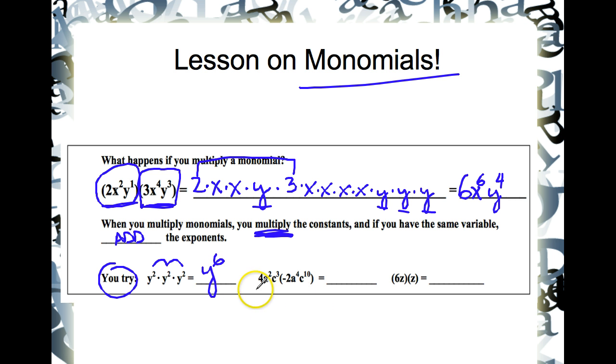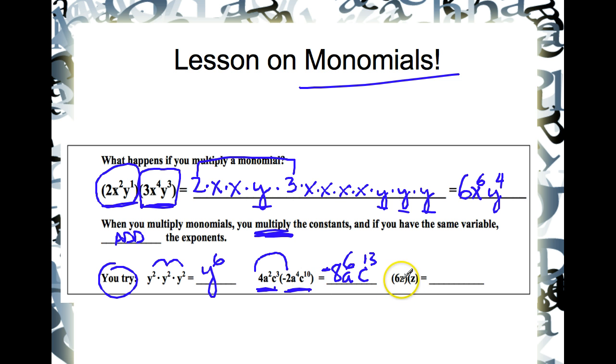Okay, in the next one we have a monomial times another monomial. Remember, it is multiplying, so you multiply the constants. 4 times negative 2 is negative 8. Now, looking at the a variable, we have a to the second and a to the fourth. 2 and 4 adding gives you 6. Sorry for my power being pretty big there. And the c variable, we have 3 and 10. 3 plus 10 is 13. So your answer is negative 8 times a to the 6th times c to the 13th.